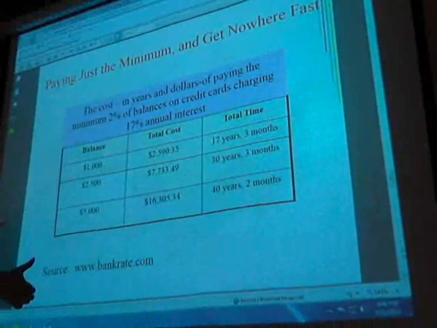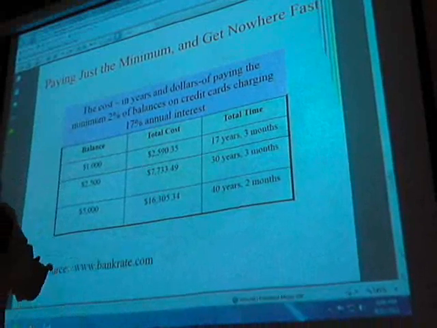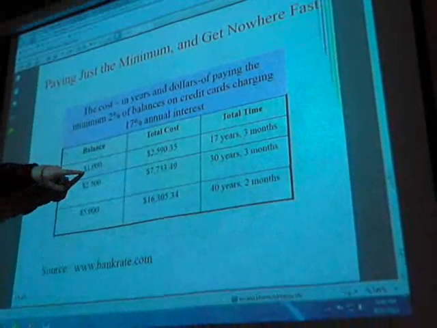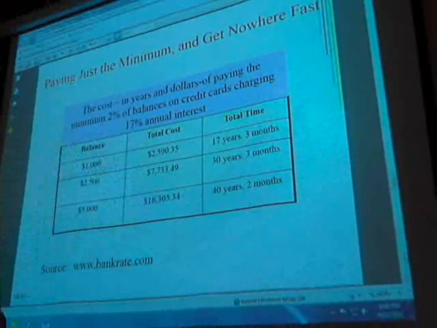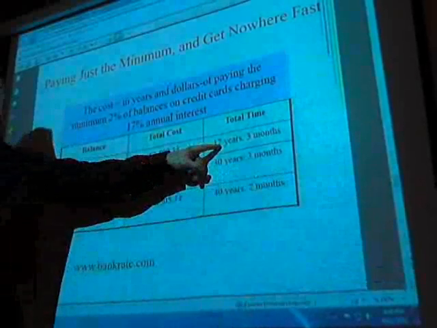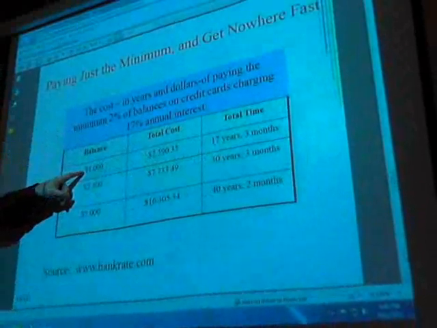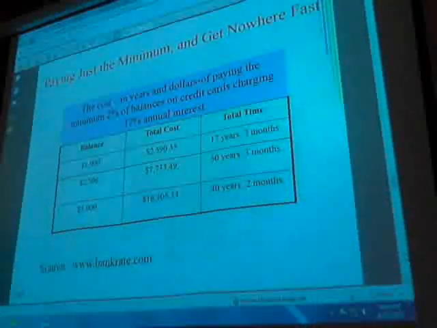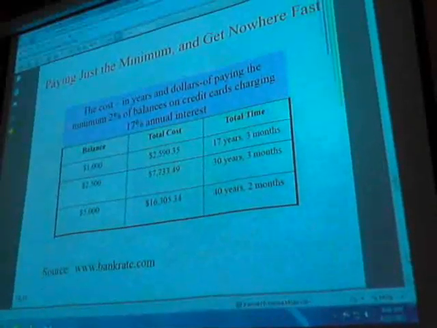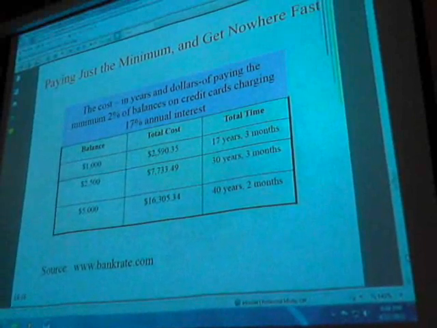Because you want to get it paid off. You want to quit using it. But if you made only the minimum payment every month, if your balance is $1,000 and your interest rate is 17% on that card, it's going to take you roughly 17 years to pay back that balance. So the interest will be what? $1,590.35. So you're paying back more than double.